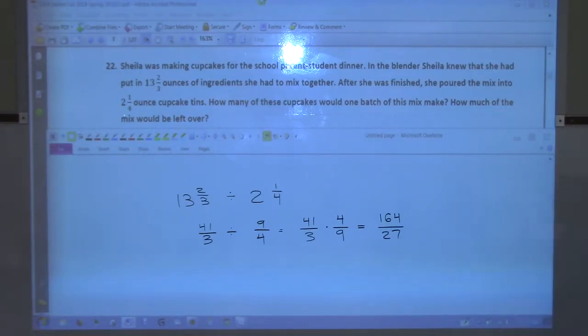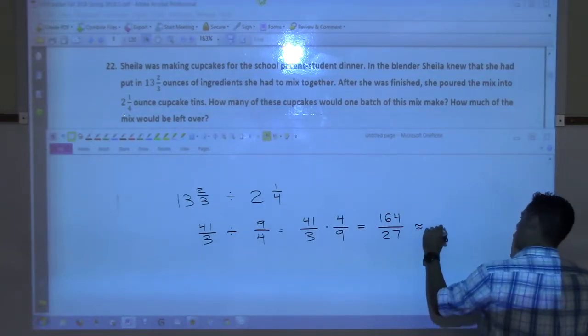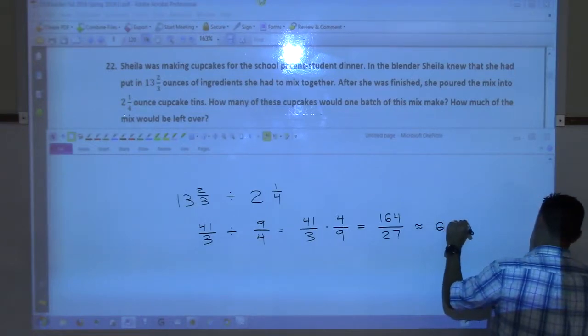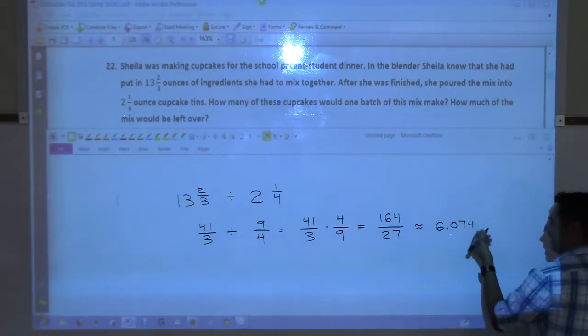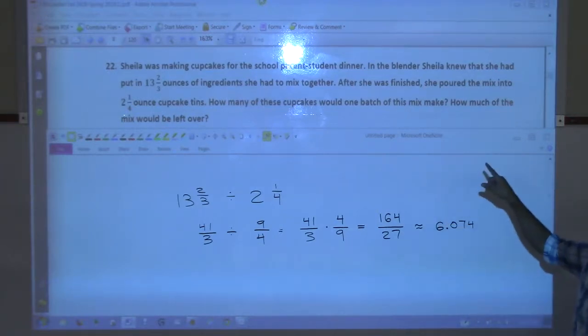Okay, that's how many cupcakes we can make, but it doesn't really make a lot of sense to us until we turn it into a number that we can comprehend. So why don't we just do this on our calculator? Do 164 divided by 27, and we get approximately 6.074. I'll just go with that, okay? Y'all okay with that? So how many complete cupcakes can we make? 6 cupcakes, right? So the answer to the first part is 6 cupcakes, all right?